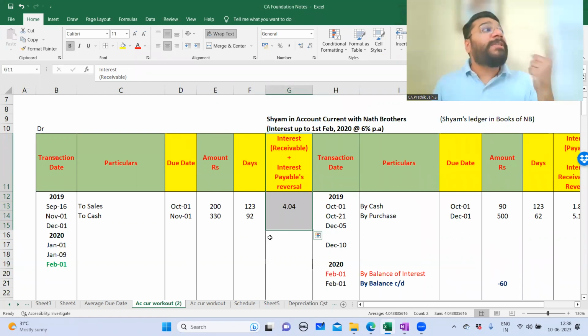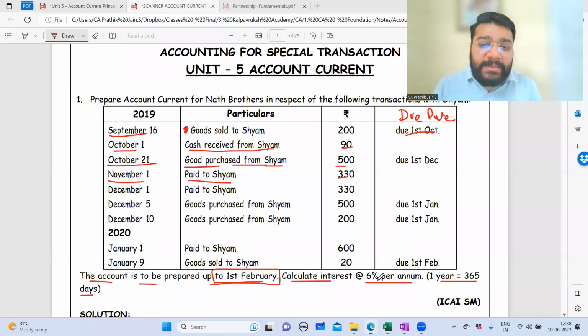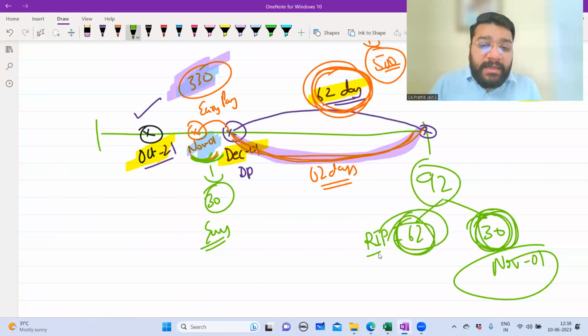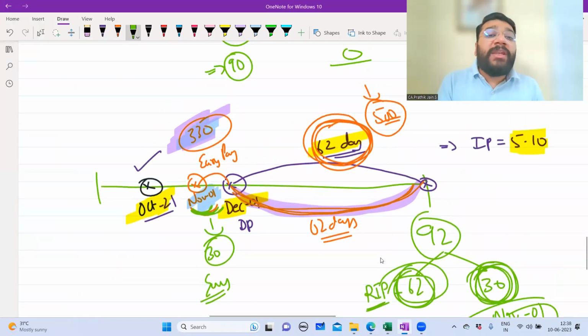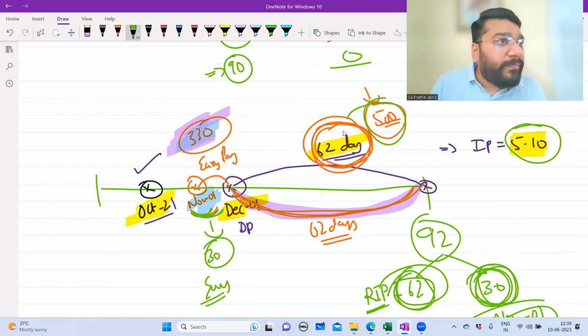So since we're making advance payment, I need to receive interest from him. Because he's enjoying my money in advance. So we will charge interest from him. Yes or no? If you give 30 days money to bank, it will pay you interest, no? Same way if you're giving that 30 days advance money to Sham, he has to pay me interest. So interest receivable. So out of 92 days, 30 days is interest receivable. And can I say balance 62 days is nothing but this is reversal of interest payable. Why reversal? When you calculated the interest 5.10, you presumed that full 500 rupees payment will not come till 1st Feb.